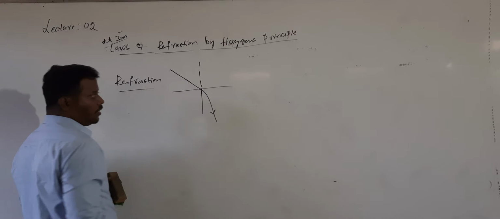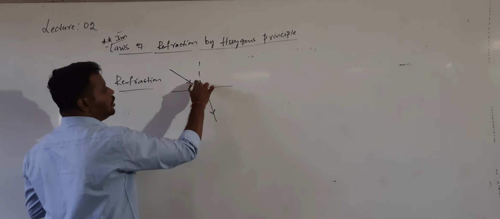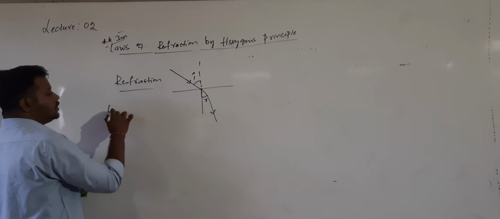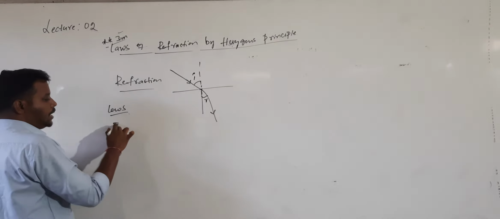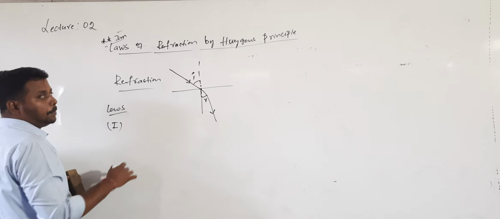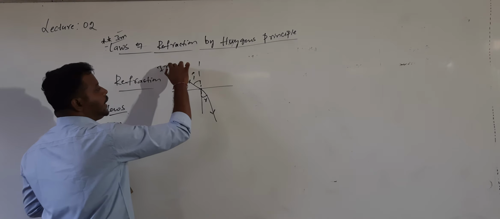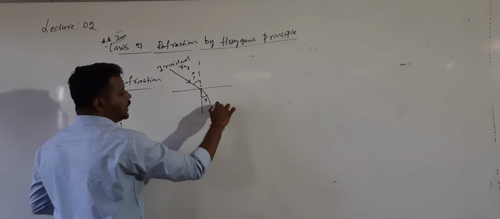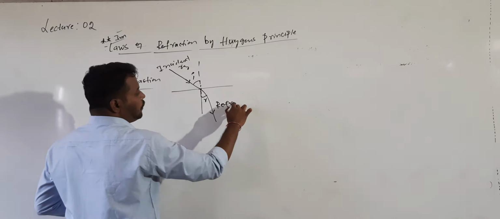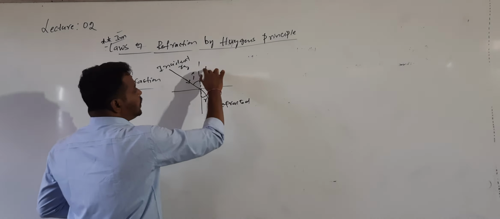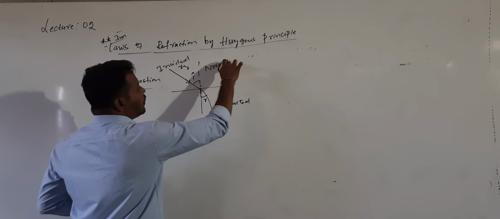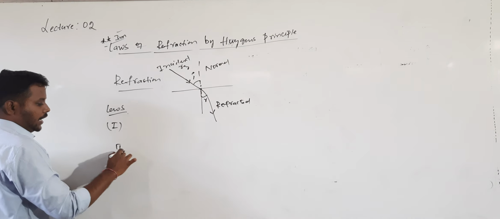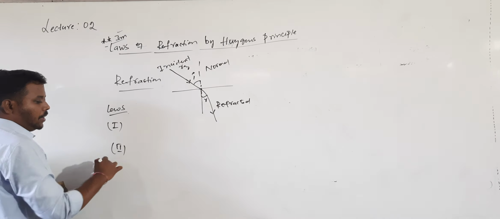Refraction. The angle made by the incident ray with the normal is i, and the refracted ray makes angle r. What are the laws of refraction? First law: the incident ray, the refracted ray, and the normal all lie in the same plane. This is the incident ray, the second one is the refracted ray, and this one is the normal.